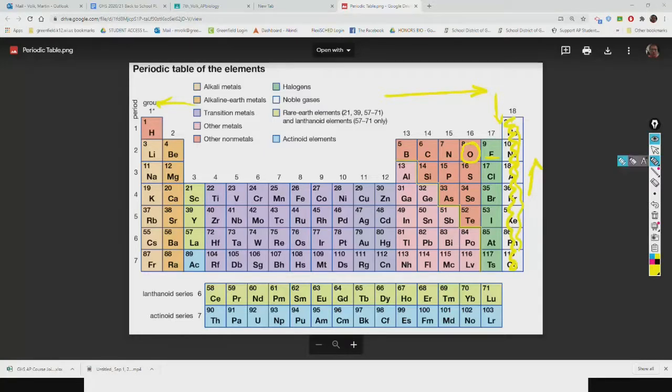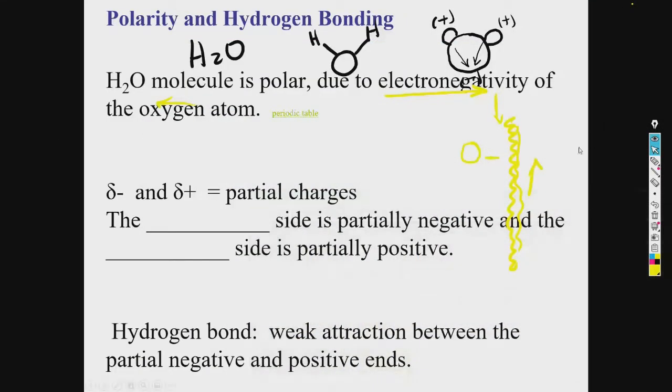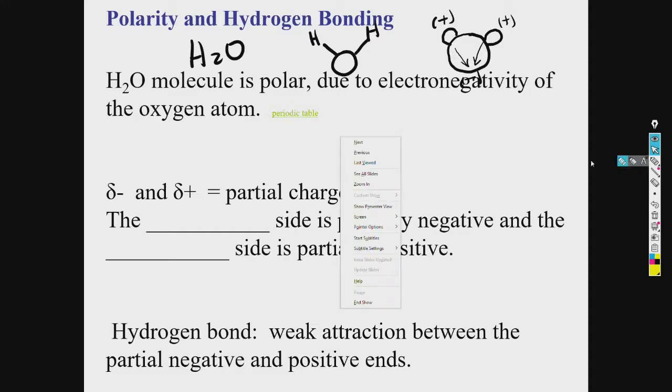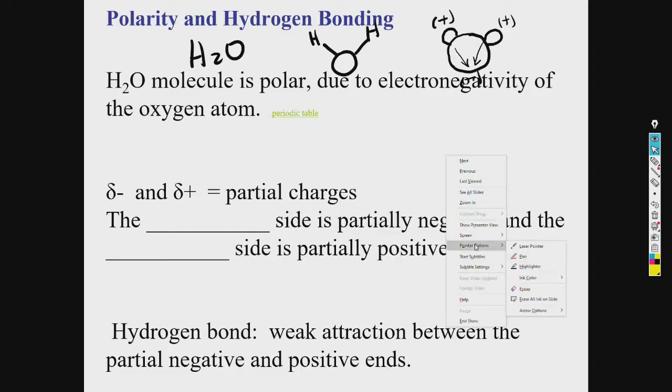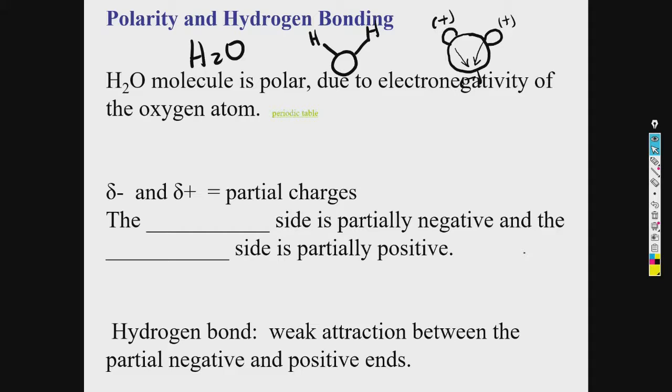So let's go back to our PowerPoint, and if I can figure this out here. So what's going to happen is that oxygen pulls those electrons, and it becomes slightly negative. So one way that we can show that charge is like this. Oopsie, let me fix that. One way that we can show that is we draw this again.